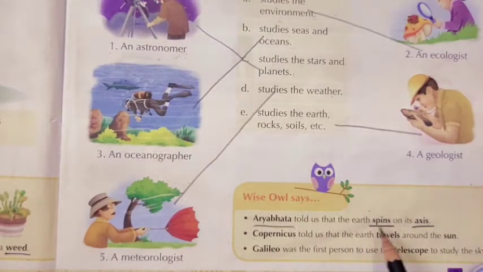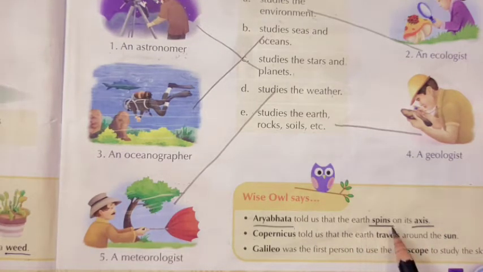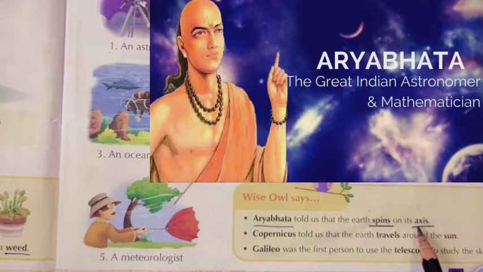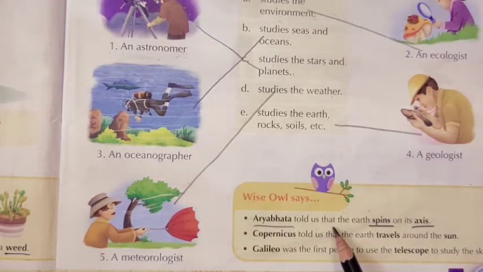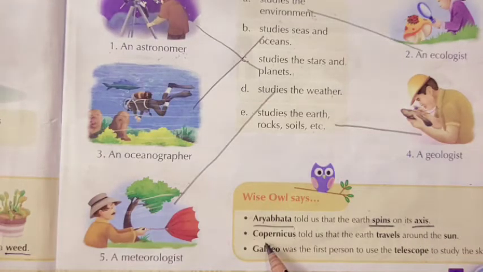Aryabhatta told us that the earth spins on its axis. Okay, who told the earth spins on its axis? Aryabhatta. He was a mathematician and also an Indian astronomer. Just underline these three words: Aryabhatta, spins, axis.